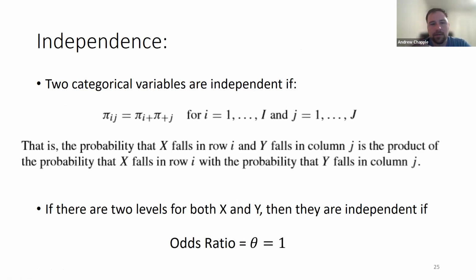Okay, independence. Two categorical variables are independent if the probability of being in each cell is the product of the probability of being in the row times the probability of being in that column, for each cell. That also means that theta, which is the odds ratio, is equal to 1.